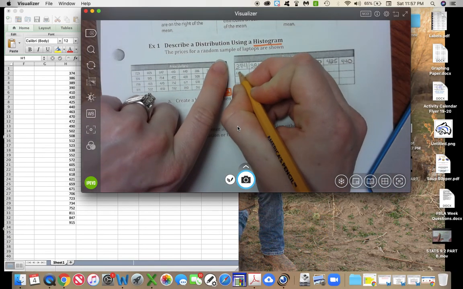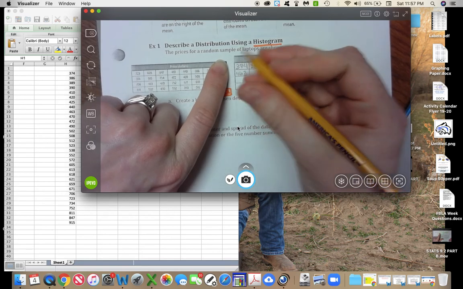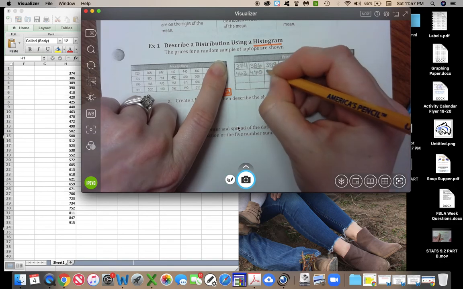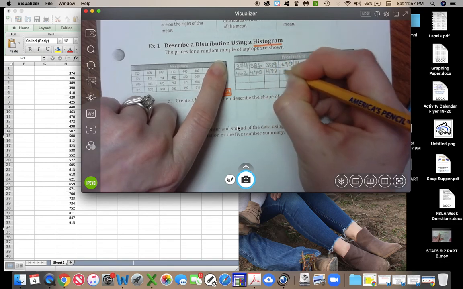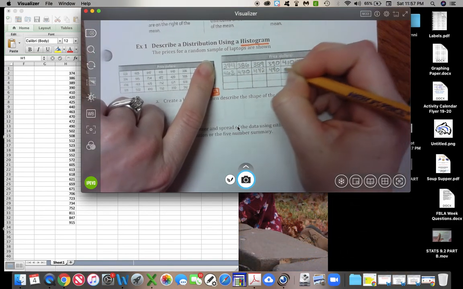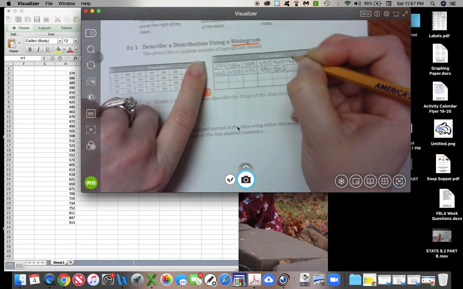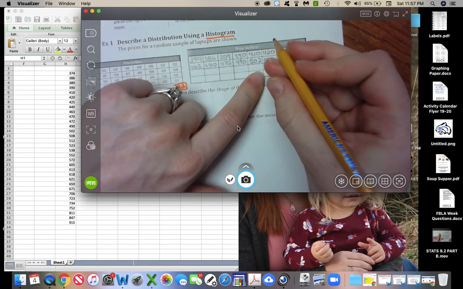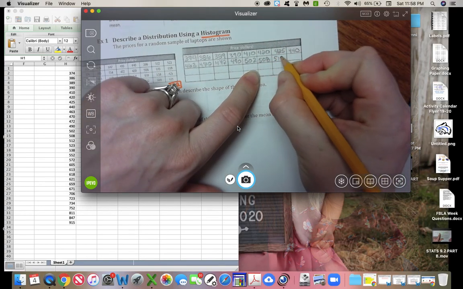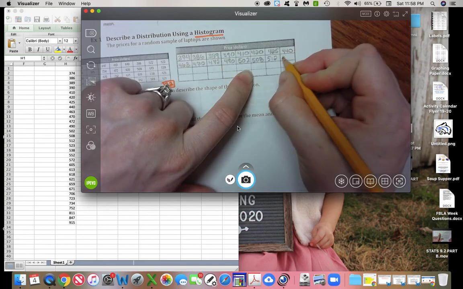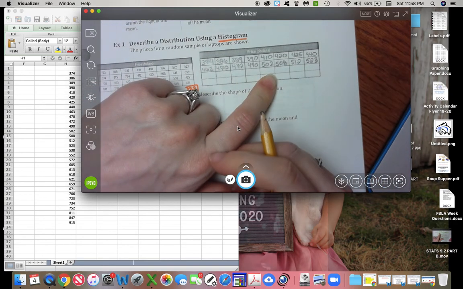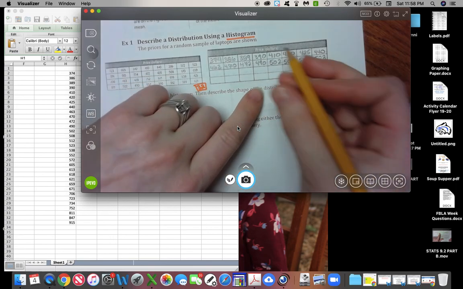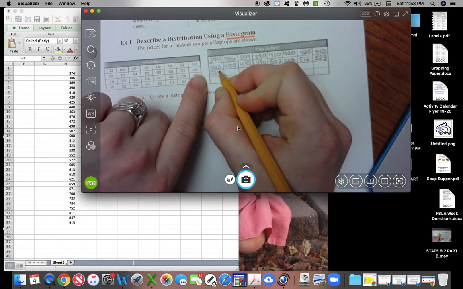Then we start with 463. Then we go to 470 and 472, 490, 502, 508, and 512. I really hope I'm not skipping any numbers here. 523, there we go. All right, 538, we start the next row.